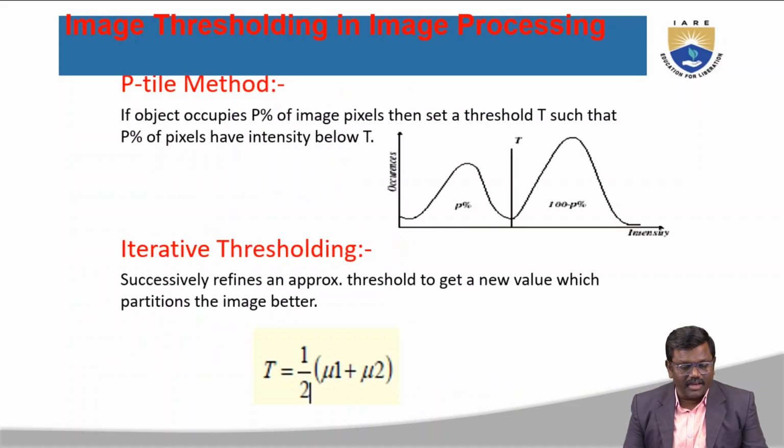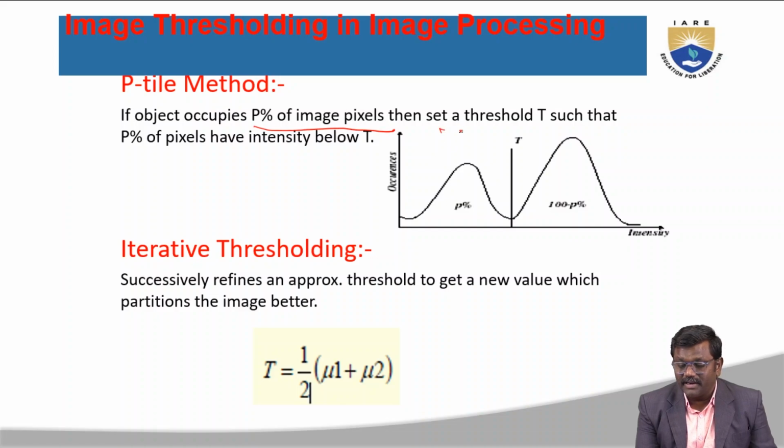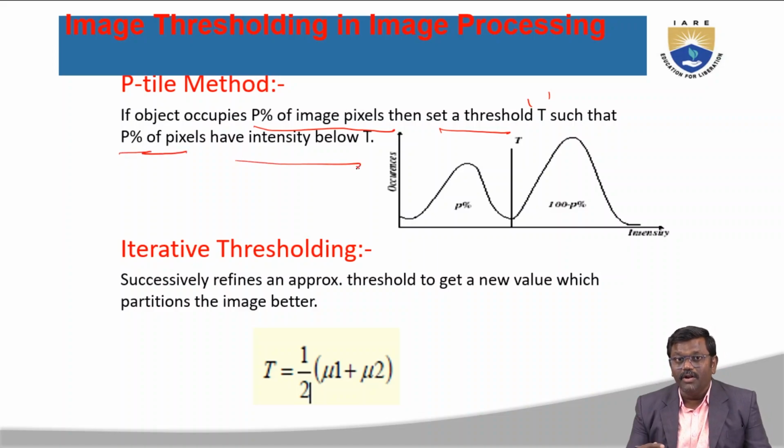Let us take that principle of information, which we are defining in terms of threshold, adaptive thresholding. Here we are using the p-tile method. That is, given the percentage of image pixels, we set a threshold t, such that p% of pixels have intensity below the t value.